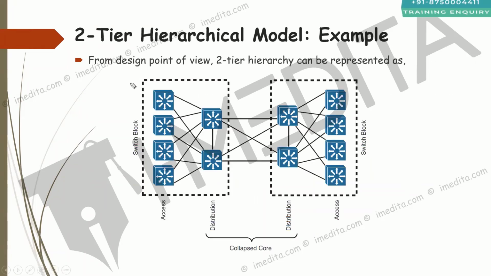We have, for example, a building. We do not have that much traffic to switch from one building to another building. In fact, we have a limited number of switches at the access layer that we want to connect. So from the design point of view, the two-tier hierarchical model can be seen like that, where we have the access layer, and the functionalities of core and distribution layers are merged together into a single device. And this layer is called the core distribution layer or collapsed core. This type of model is what we refer to as the collapsed core model.